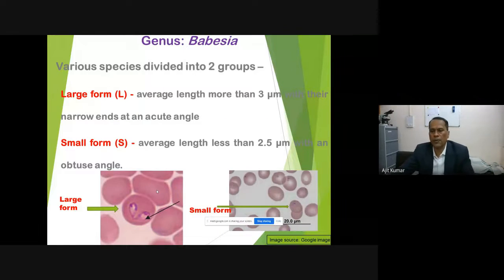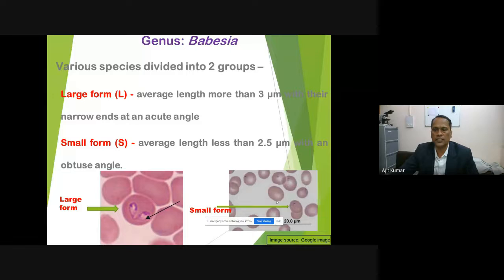Generally, two forms of Babesia species are found: the large form and the small form. This is the large form, distinguished by the average length and by the angle formed by the pair of Babesia, acute or obtuse.